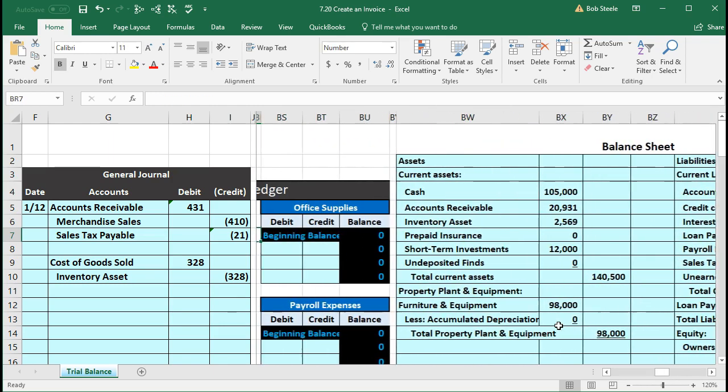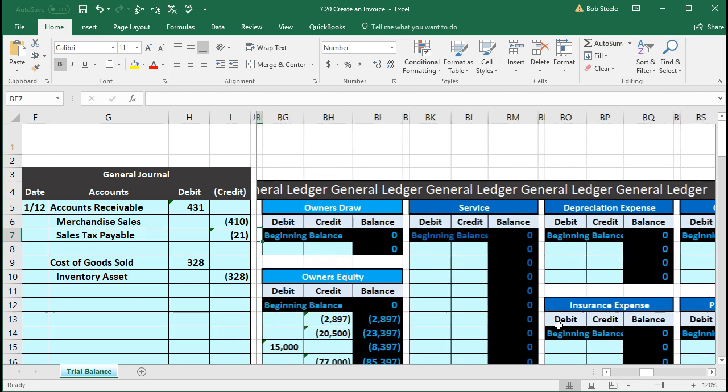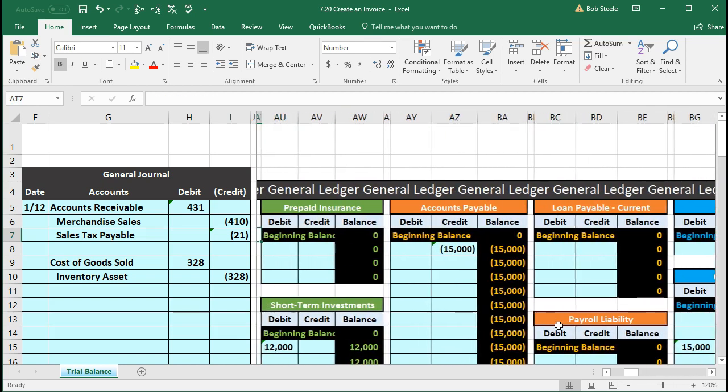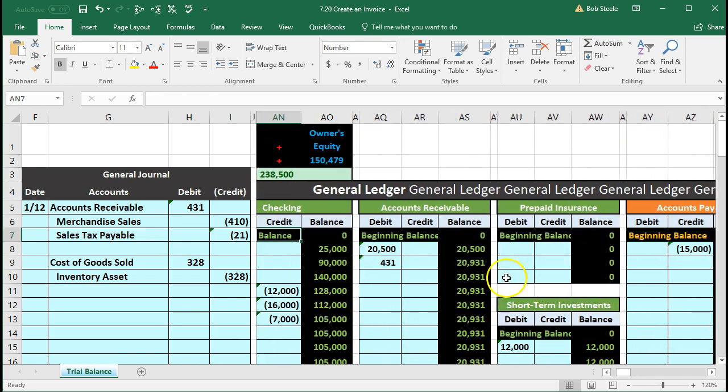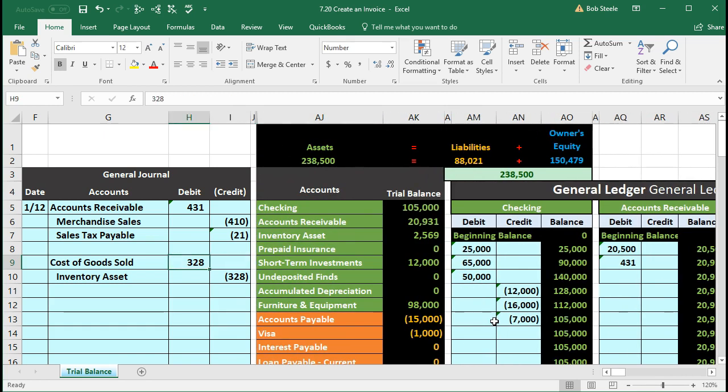And if we scroll back over then to the general ledger, we should see that same amount. So I'm scrolling all the way back over to the general ledger, and we're going to the accounts receivable account. $20,931 should be there. And we're going to go back over here. There's the $20,931 there. Then we have that information set up in terms of the receivable.